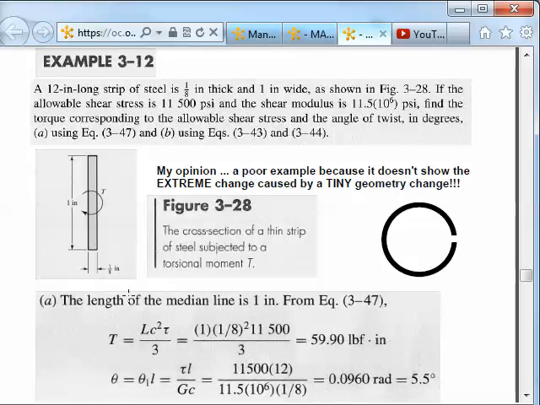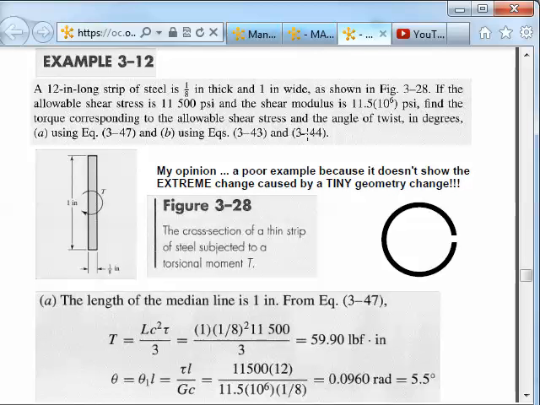Okay, this example illustrates one thing, but it doesn't illustrate the most important thing. So we have this 12-inch long strip, 1/8 inch thick, 1 inch, I would call it tall, and 1/8 wide. He said it differently. If the allowable shear stress is 11,500 and the shear modulus is 11.5 million, find the torque corresponding to the allowable shear stress and the angle of twist in degrees using equation 3-47 and equations 3-43 and 3-44, which were earlier in the textbook, which were approximations for rectangular sections.